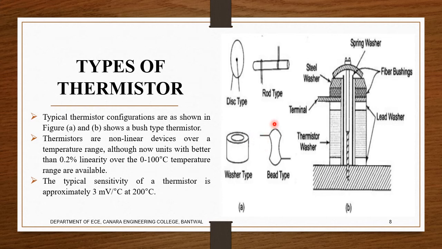The next one is the disc type, where greater power dissipation is required. Thermistors may be obtained in disc, washer or rod forms. When you have these three types, it is for where greater power dissipation is required. The disc type is about 10 millimeter in diameter. They are either self-supporting or mounted on a small plate.